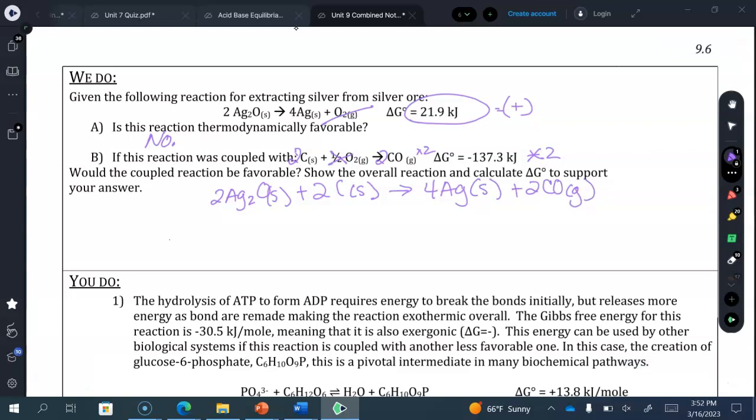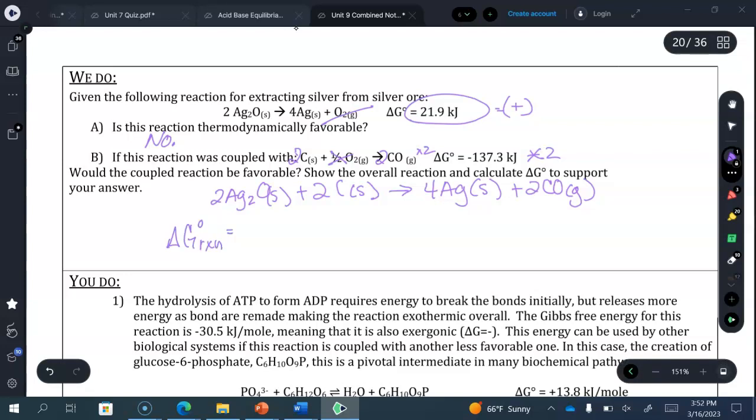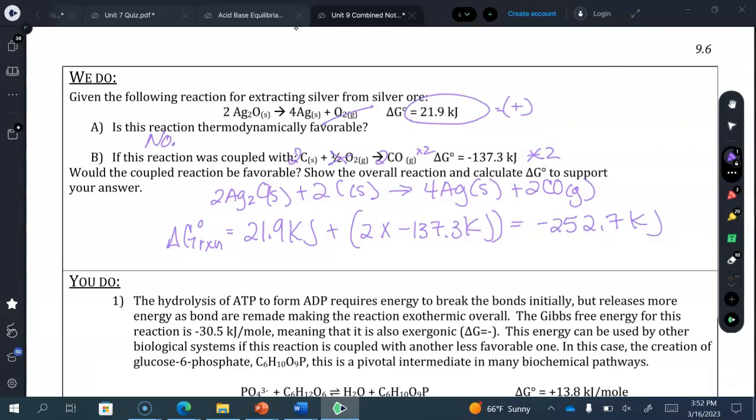Okay, so now we're going to figure out the delta G of this reaction. So we're going to add them together. So 21.9 kilojoules plus 2 times negative 137.3 kilojoules, because we multiplied the reaction by 2. And we should get negative 252.7 kilojoules for this. Okay, so that completes the examples for section 9.6.